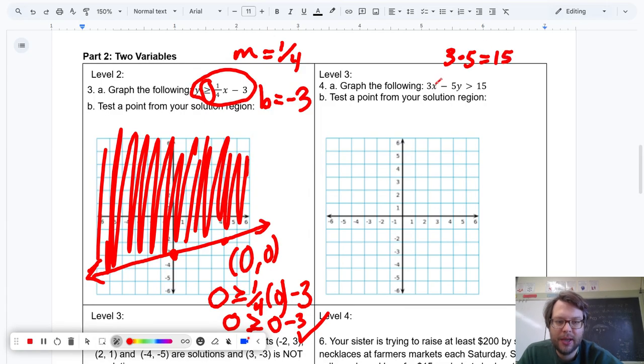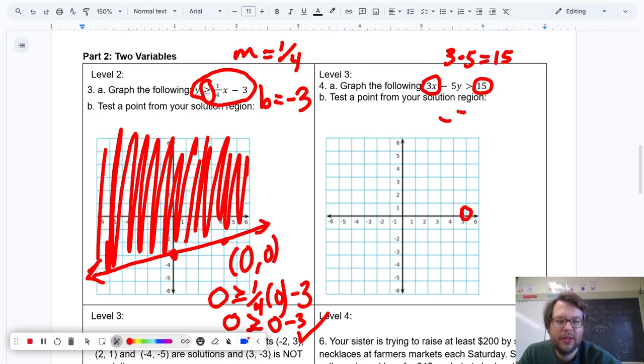What I notice is that 3 times 5 is equal to 15. So I know that if I make x equal 5, my inequality, 3 times x, will be exactly equal to 15. I'm going to put an open dot right there at 5 because I only have a greater than symbol. I don't have a greater than or equal to symbol.